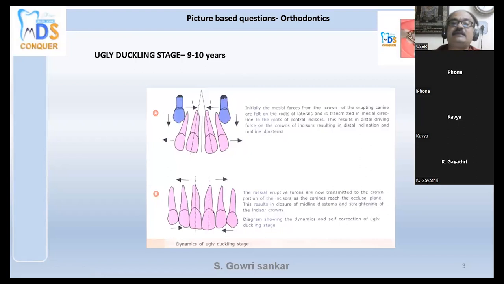This is one of the very favorite questions for examiners, so don't lose it. And sometimes you will observe a deep bite, which is transitional during the mixed dentition space in the ugly duckling stage.